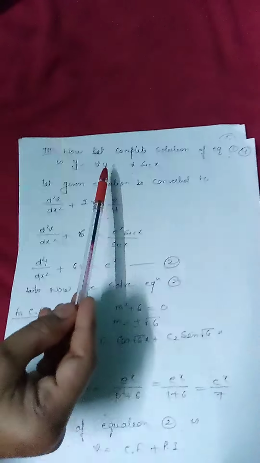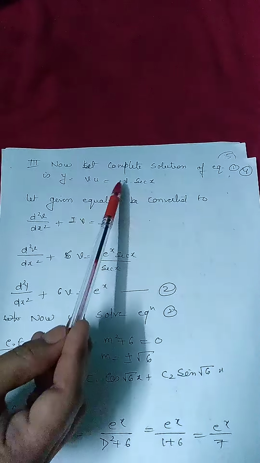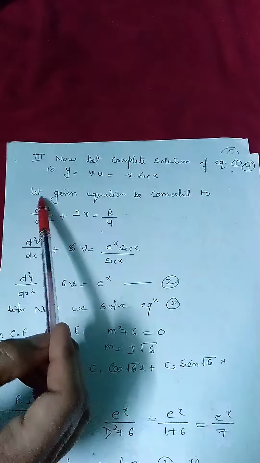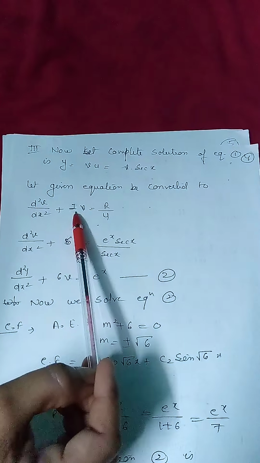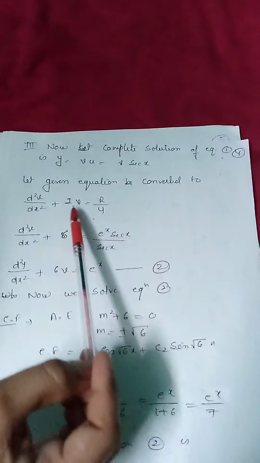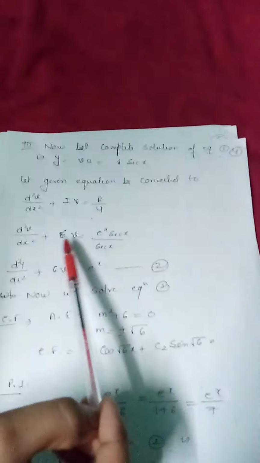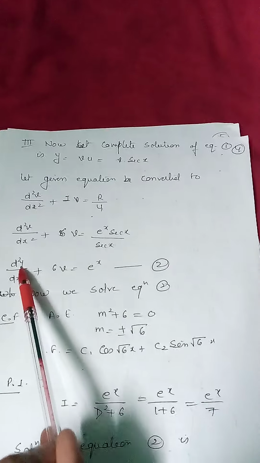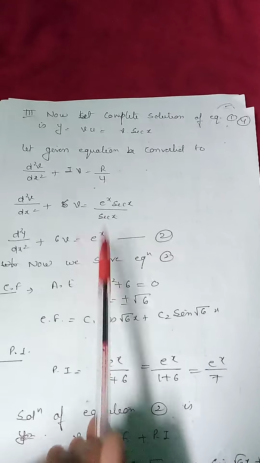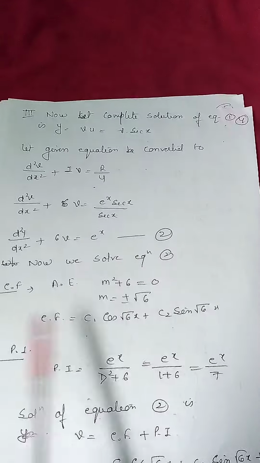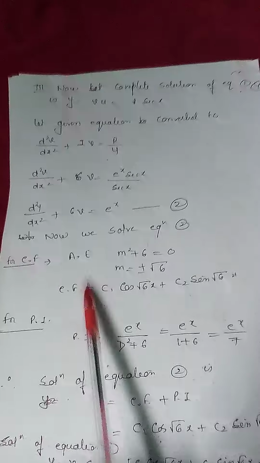Now the solution of equation 1 is y is equal to v into sec x. Let the given equation be converted to d2v upon dx square plus iv is equal to r upon u. Putting the value of r and the value of u, we have d2v upon dx square plus 6v is equal to e raised to x. Now we solve this equation. Then the auxiliary equation gives the CF.